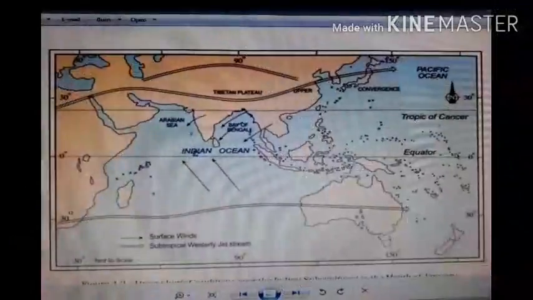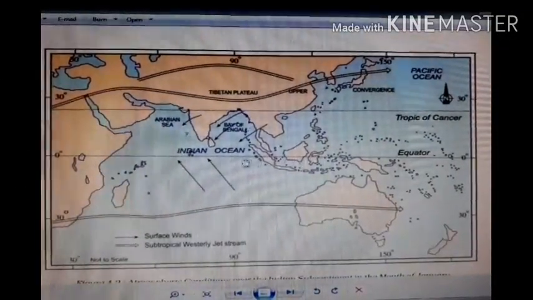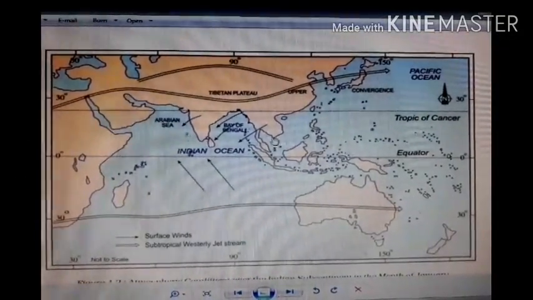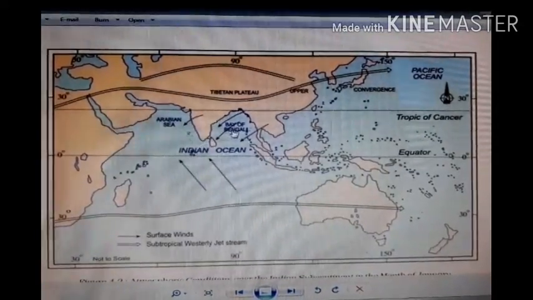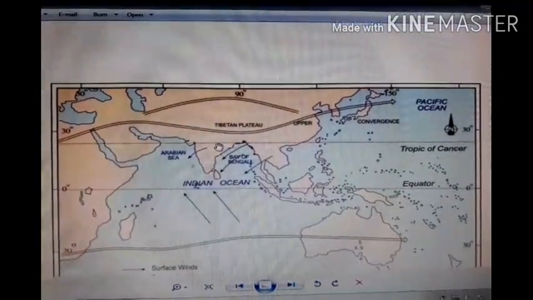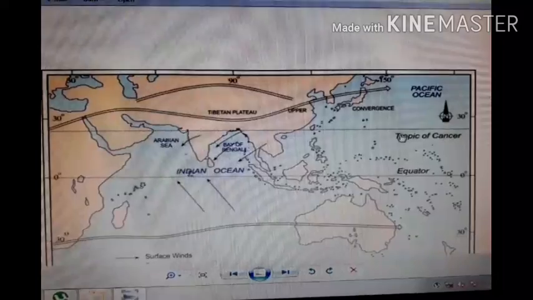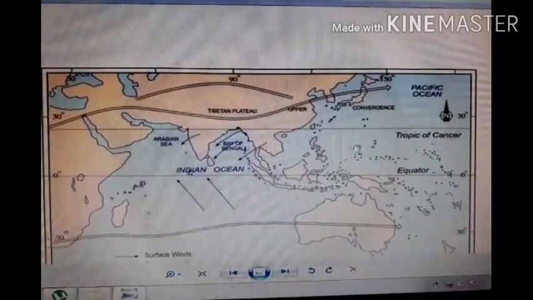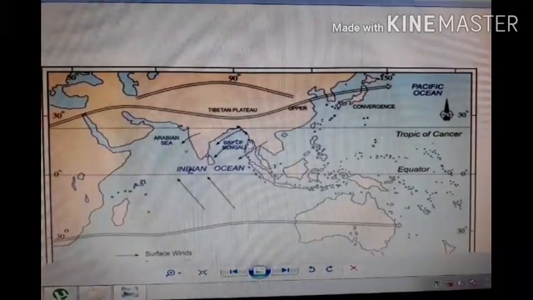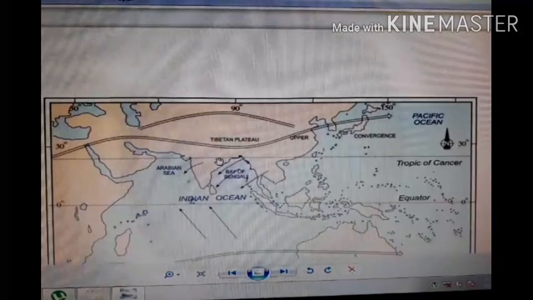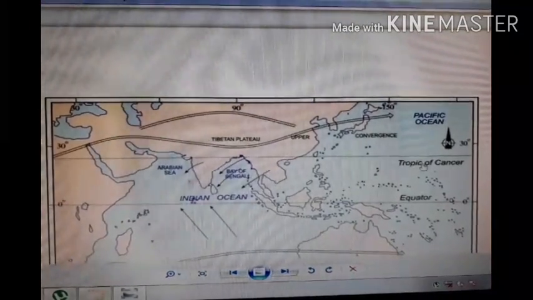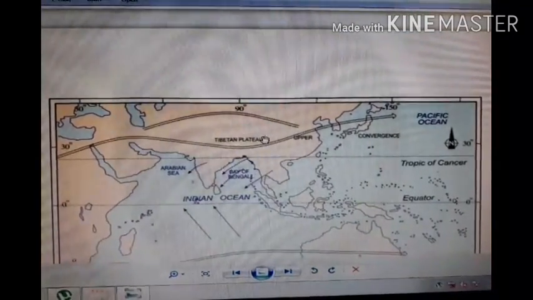In this picture, this is the equator line. It is below the Indian subcontinent, and a half portion of India lies below the Tropic of Cancer. This is called the tropical region, and the half of India above the Tropic of Cancer is called the subtropical region.